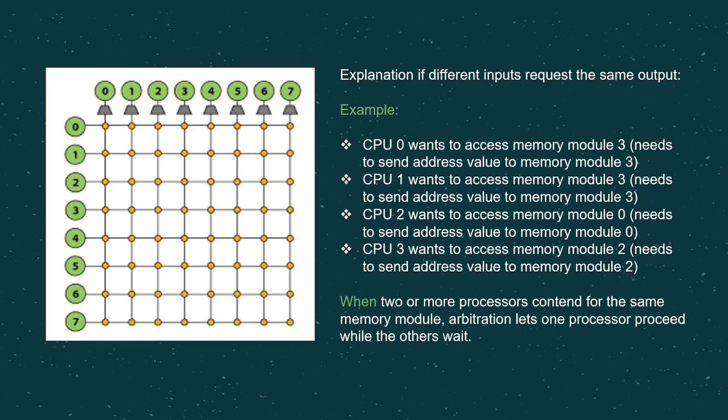Next, CPU 3 wants to access memory module 2, which means it needs to send an address value to memory module 2. When two or more processors contend for the same memory module, arbitration lets one processor proceed while the others wait.